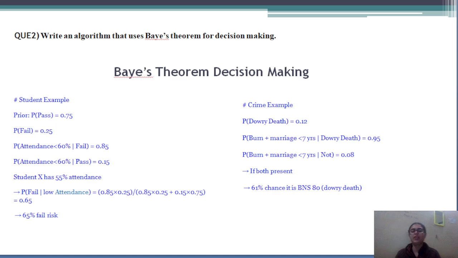So in this question we clearly saw that Bayes' theorem helps in decision making under uncertainty, and it is used for fail prediction of students and legal section prediction in crime cases. It also works by updating probability using real evidence.